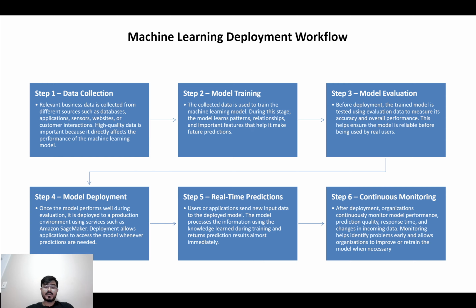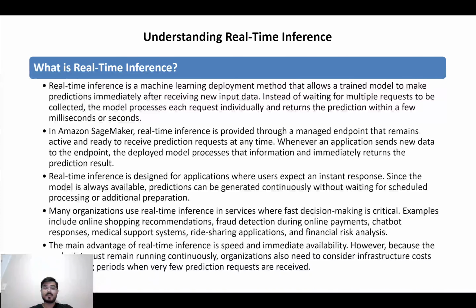The final step is continuous monitoring. Deployment is not the end of the machine learning journey. Organizations continuously monitor the deployed model to make sure it is still providing accurate predictions. If customer behavior changes or the model becomes less accurate, the engineers can retrain the model using new data. So the complete workflow is collect data, train the model, test the model, deploy the model, generate predictions, and finally monitor the model to keep it working well. Let's move to the next slides.